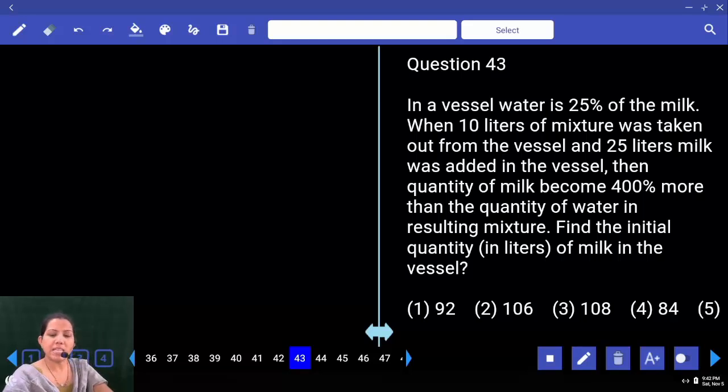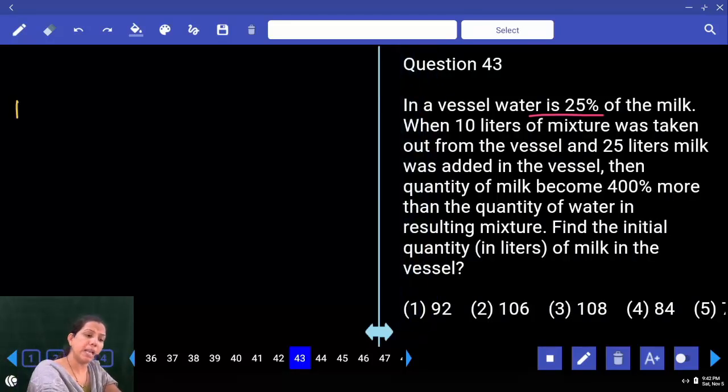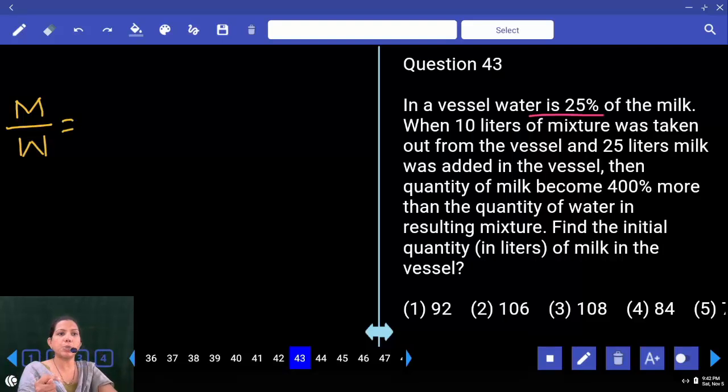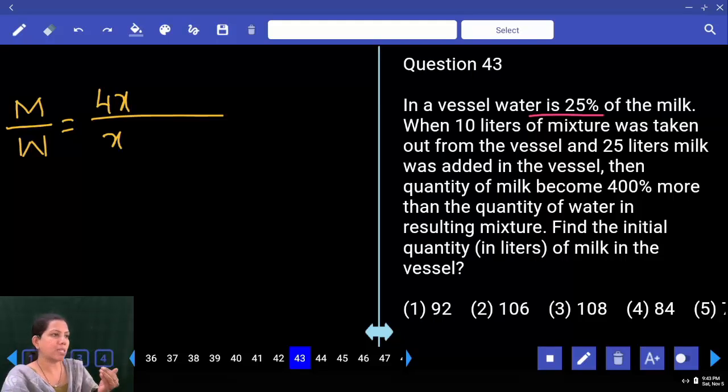Okay. In a vessel, water is 25% of the milk. Read the question once again. In a vessel, water is 25% of milk. Then who is 100? Milk 100. If milk is 100, what is the water volume? 25. Then what is the milk and water ratio initially? Milk 100, water 25. What is the ratio between milk and water? 4:1. So initial milk is equal to our assumption 4x, and initial water is equal to 1x. 4x milk, 1x water.